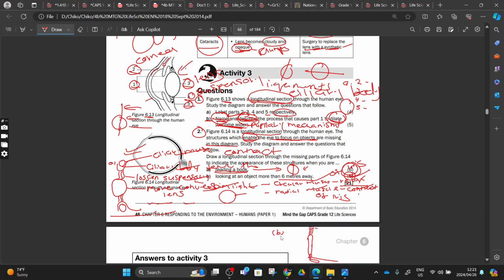Then you'll write it here: lens, flatter lens, or lens less convex, however you want to write it. And then here you write suspensory ligament tightened, or taut. Then from there you are going to write your ciliary body away from the lens. And then you also give us that our ciliary muscles have relaxed. You'll agree with me, right? So those 6 marks there, you get them.